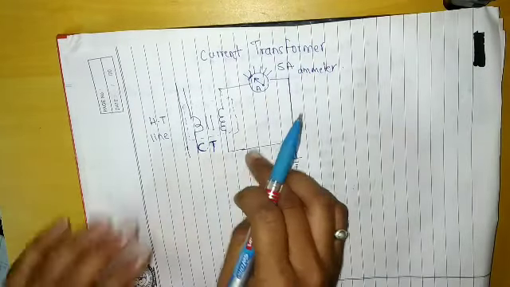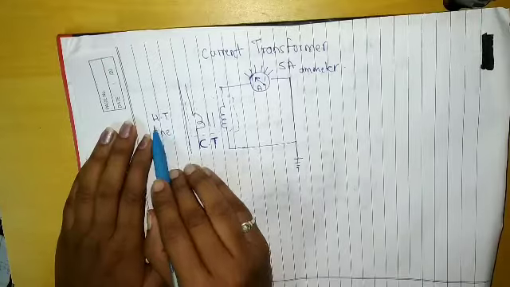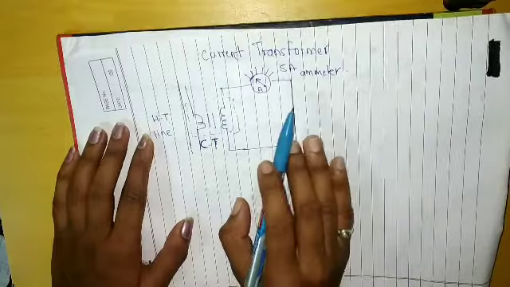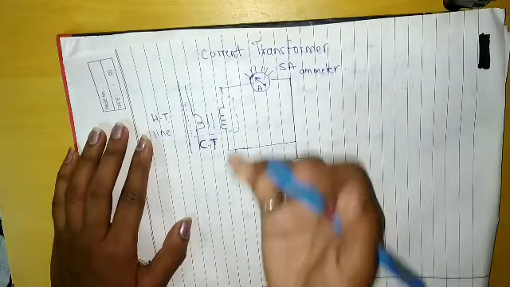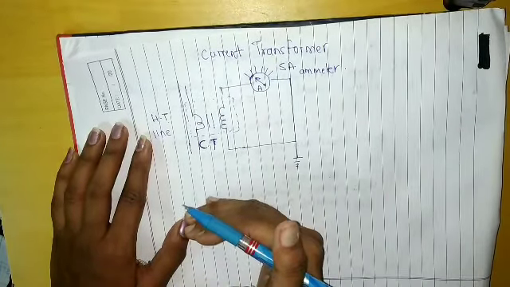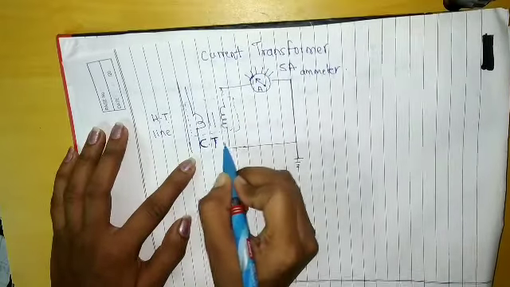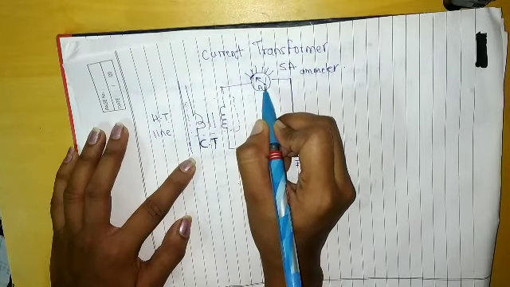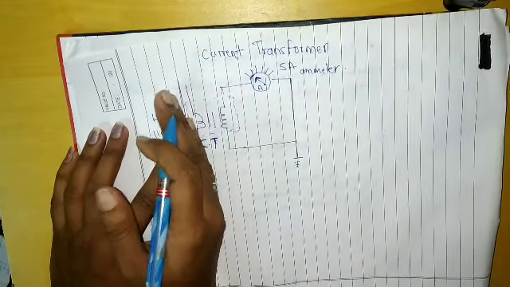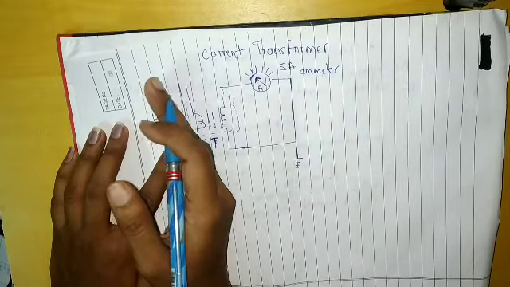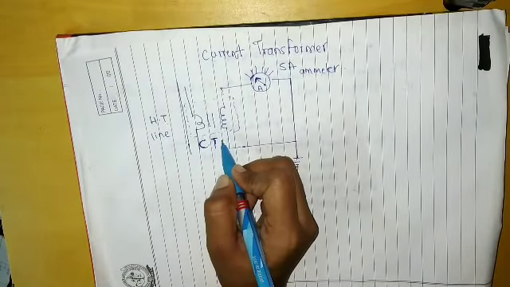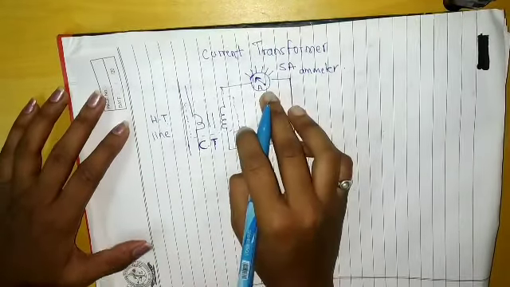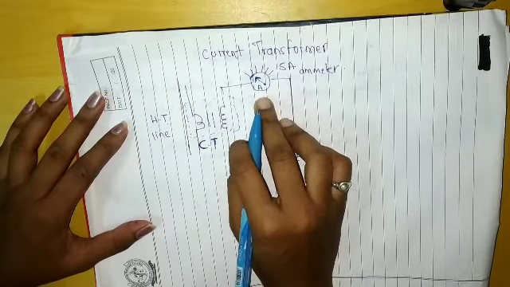So from the diagram, as you can see, this is HT, that is high tension, or it is also called high voltage, right? So the current transformer has to reduce the current. So this is a CT, that is current transformer. So this is our 5 ampere ammeter, right? So this has to measure this high value current. So what will this CT do? This CT, that is current transformer, will reduce the value of current and give it to our ordinary ammeter, right?